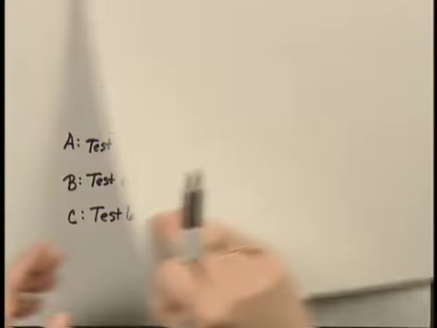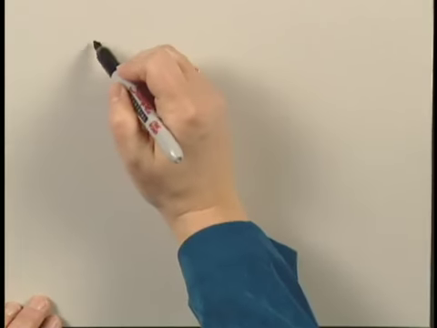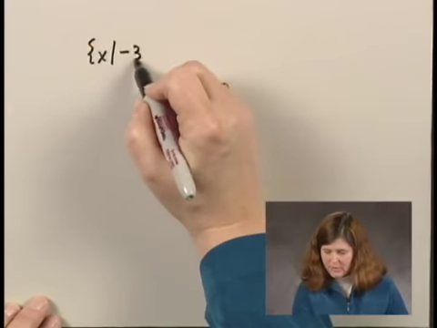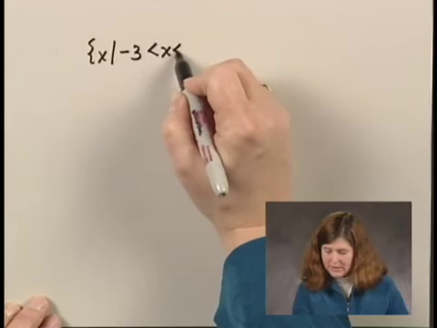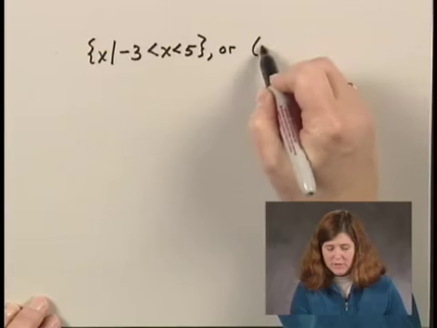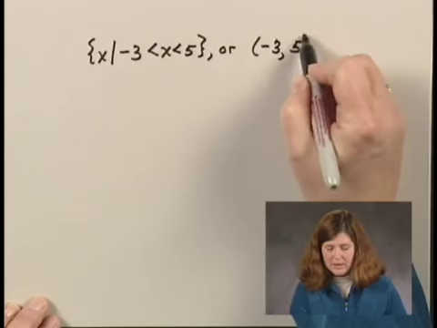So I write the solution set as the set of all x such that -3 < x < 5, or in interval notation, the interval from -3 to 5.